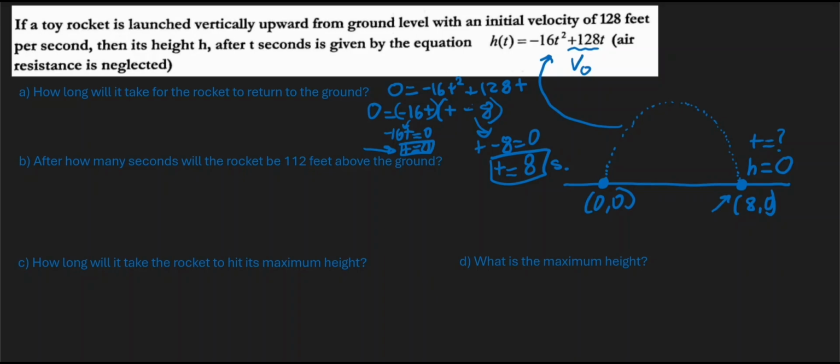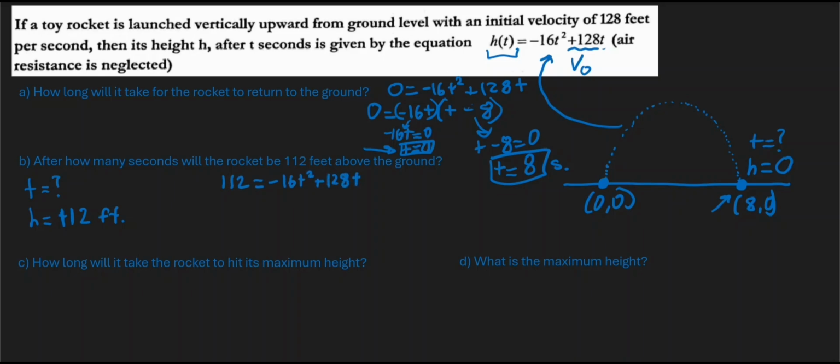Now part B, after how many seconds will the rocket be 112 feet above the ground? So it's the same idea. We're going to check when the rocket's 112 feet above the ground by plugging in 112 for the height value, and then we're solving for the time it takes for the height to be 112 feet. So again, we're solving for time. Time is what when the height is equivalent to 112 feet. All right, so now we have 112 is equivalent to negative 16t squared plus 120t.